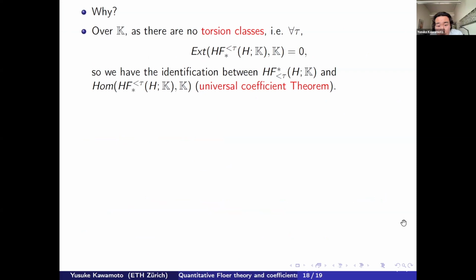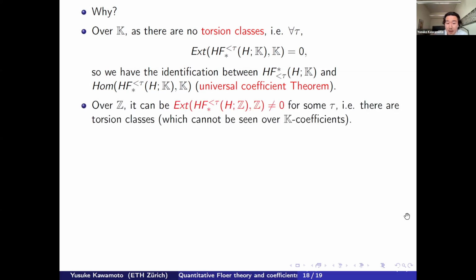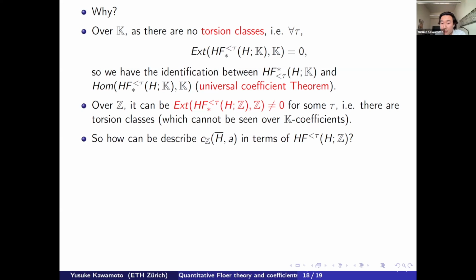Actually, to prove the Poincare duality formula, you use this identification between the filtered Floer cohomology and the Hom of the filtered Floer homology. And this holds only because over fields you cannot see any torsion classes. This is the universal coefficient theorem. But now we're working over Z, and in this case you might have some torsion classes, and this is the reason why you cannot just use the Poincare duality formula for Z coefficients. The argument doesn't go through.